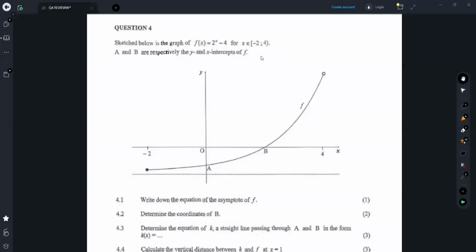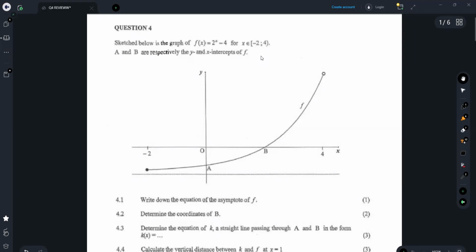Welcome back, grade 12s. Now let us continue with question 4 on our review of the 2023 Mathematics Paper 1 question paper. Okay. So here we're given an exponential function. Sketch below is a graph of f of x, which is 2 to the power x minus 4.